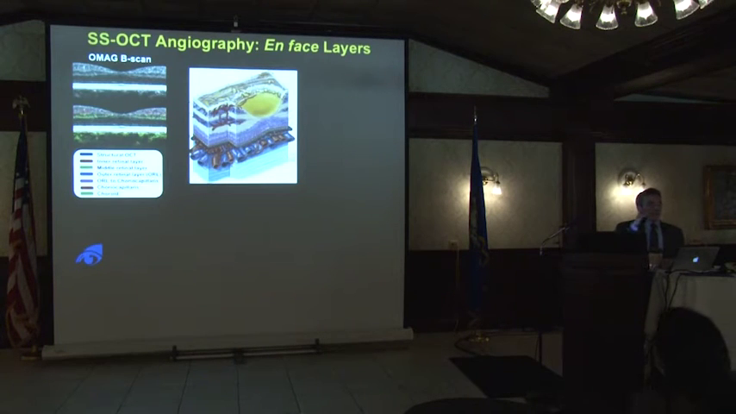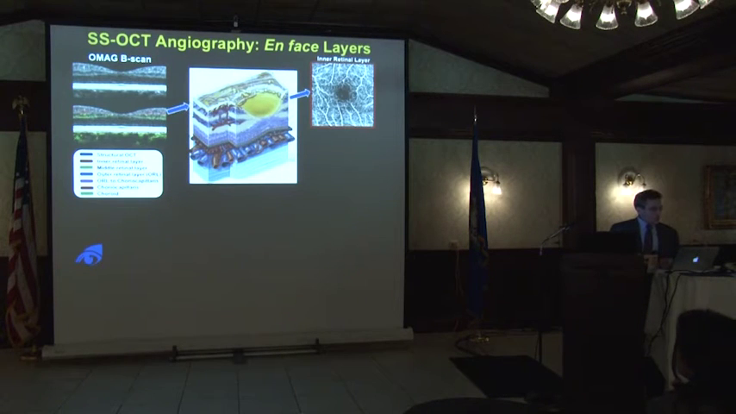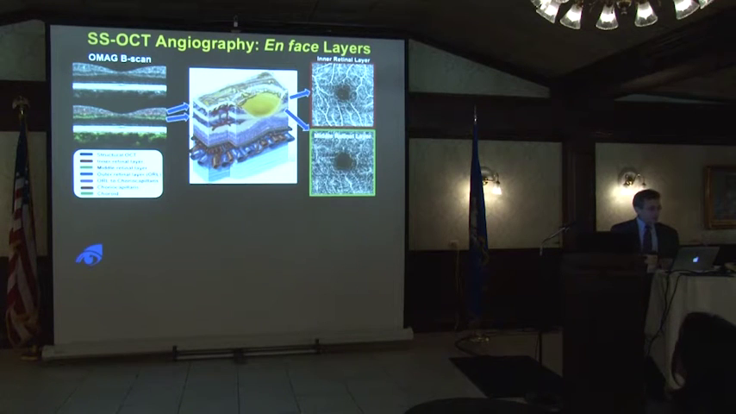So what's really neat about this technology is that, using the mathematical algorithms that Giovanni Gregori initially came up with, we can slice and dice the retina into different layers. So here we can look at the inner retinal layer, the superficial retinal vasculature, the middle retinal layer, what they call the deep retinal circulation, and the outer retina, which is avascular.